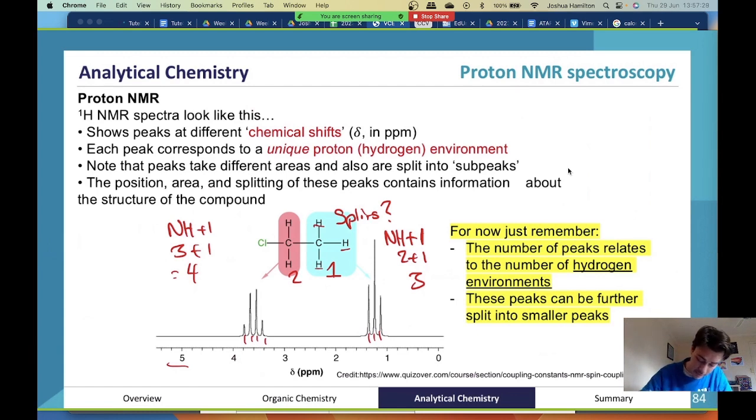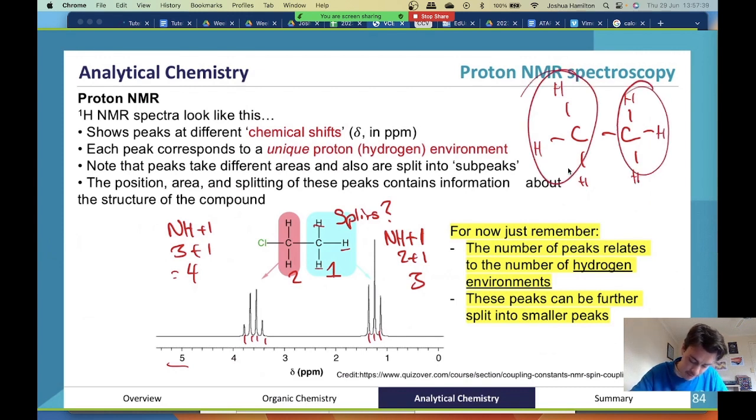Now, the other case that we drew before is this one here. Now this has one environment. This is one environment and this is the same environment. So how does this split?